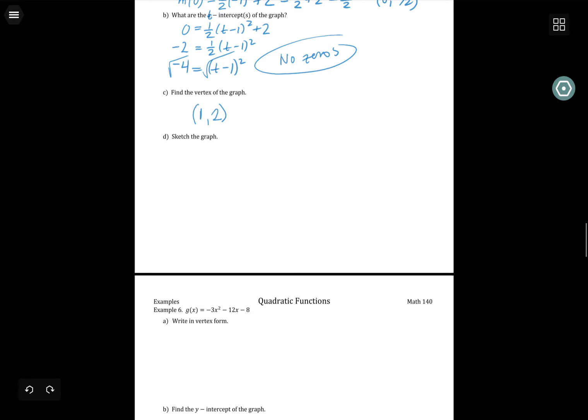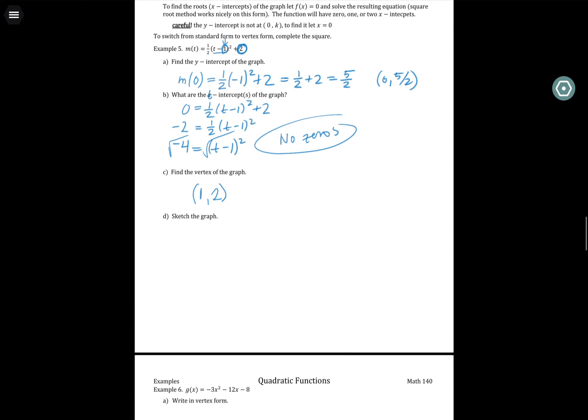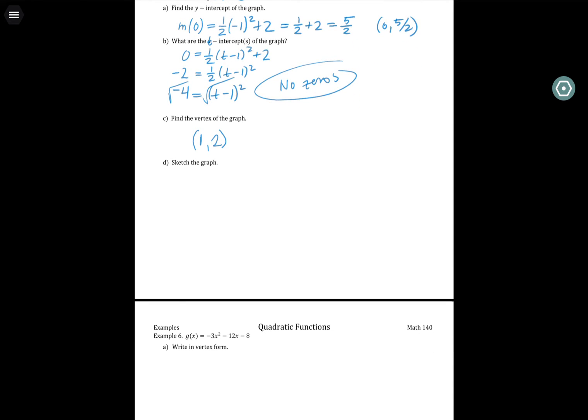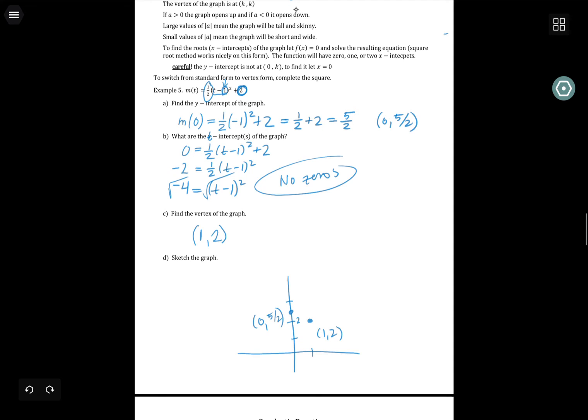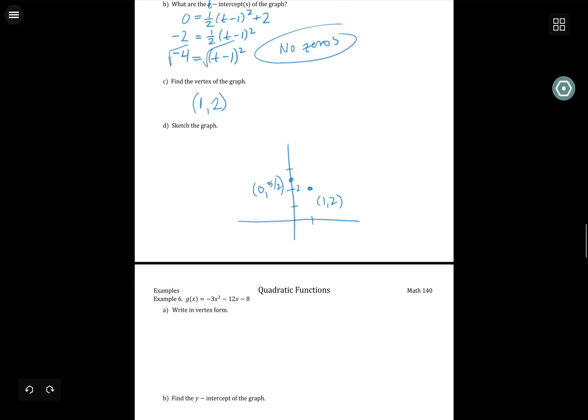Okay, so let's try and put this together. (1, 2) and (0, 2.5). Okay, so we don't need a real big scale. This is my vertex, (1, 2). And then my y-intercept is (0, 2.5). And I know that this had a positive 1/2 out in front, so it's going to open up and it's going to be kind of wide. So I can get a pretty good rough sketch even just with 2 points.